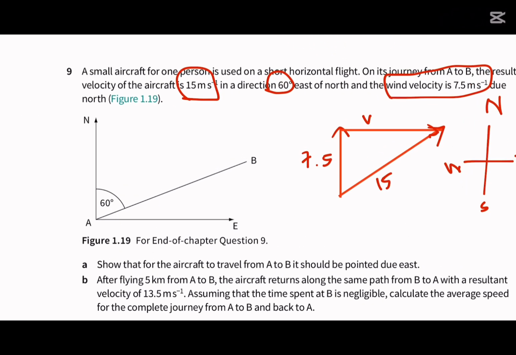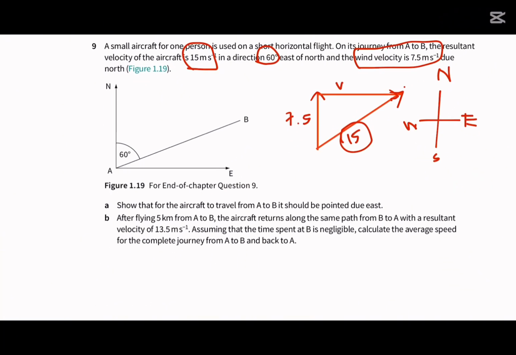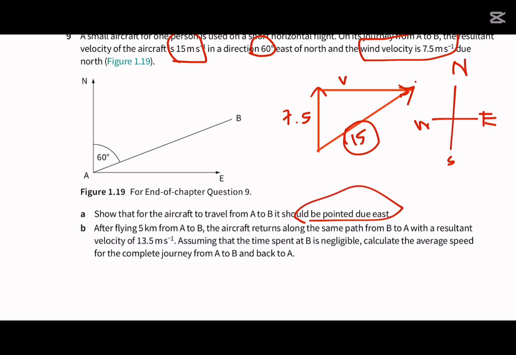So to get the resultant velocity here, the plane needs to point east. The plane needs to point east if the wind speed is 7.5 meters per second. Okay, so this should be the answer to this question.